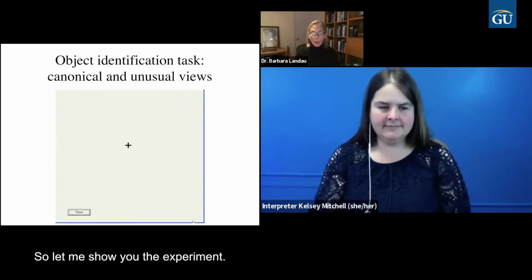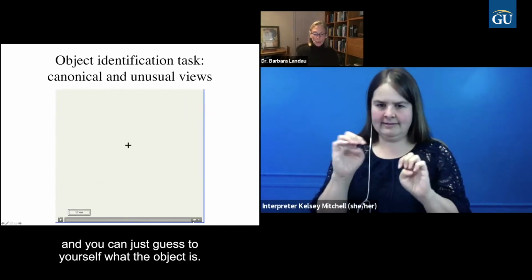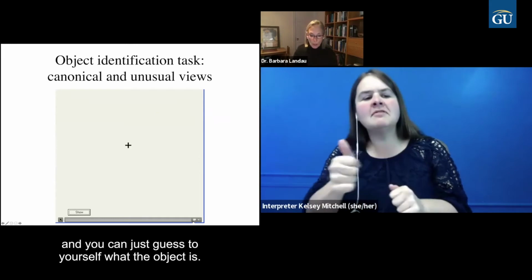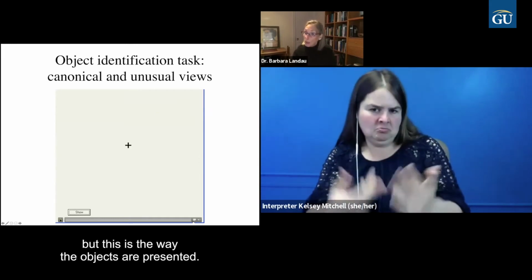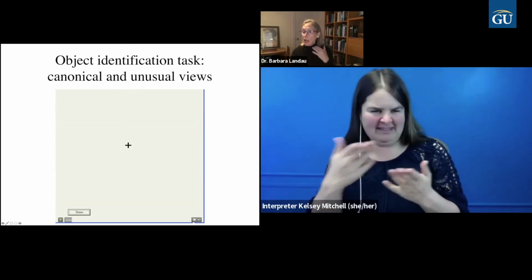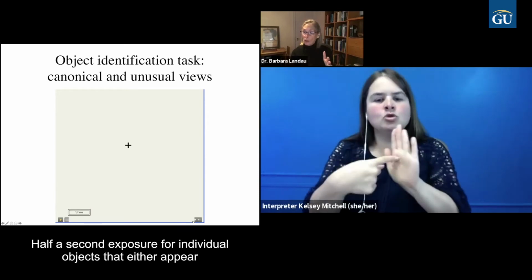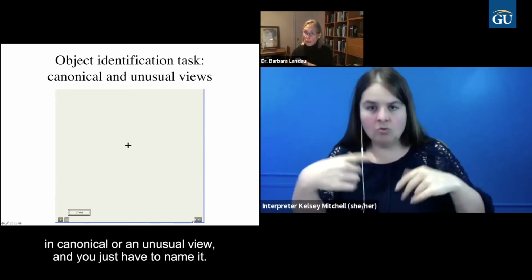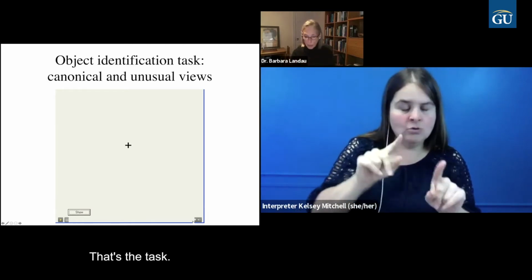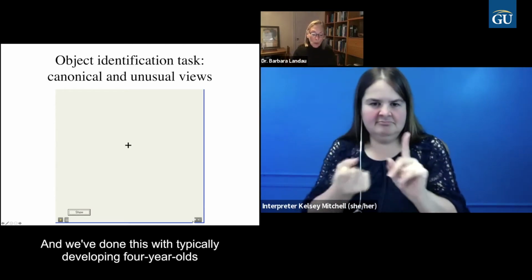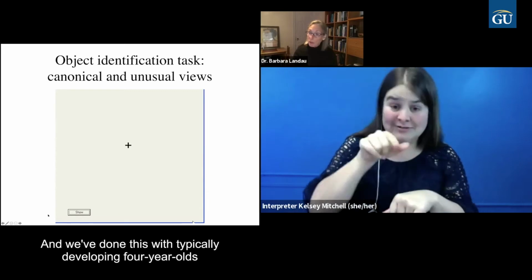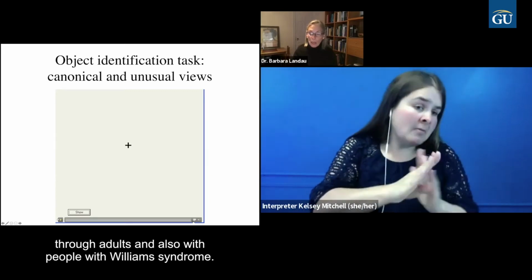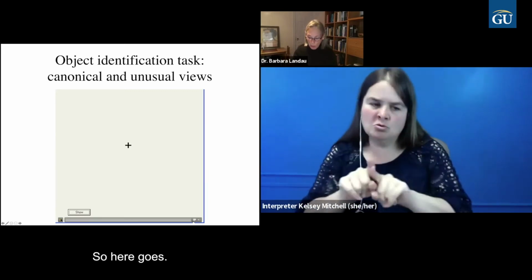So let me show you the experiment. I'm going to show you some clips, and you can just guess to yourself what the object is. I'm going to say them out loud as they come, but this is the way the objects are presented. Half a second exposure for individual objects that either appear in canonical or an unusual view. And you just have to name it. That's the task. And we've done this with typically developing 4-year-olds through adults, and also with people with Williams syndrome. So here goes.